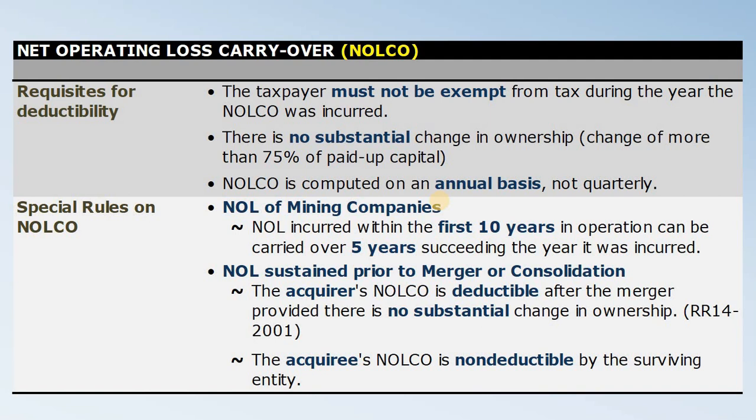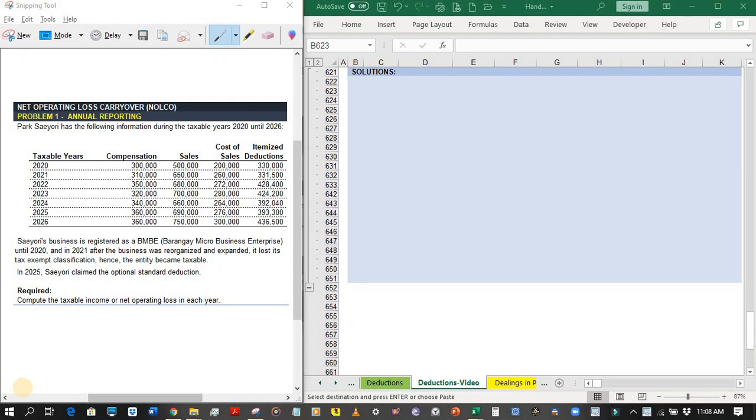So, to better understand the application of the tax rules governing NOLCO, let us answer an illustrative problem. For this discussion, we will have 3 problems. We will illustrate the annual treatment of NOLCO and the quarterly treatment of NOLCO, and if there is a change in ownership of the taxpayer's business.